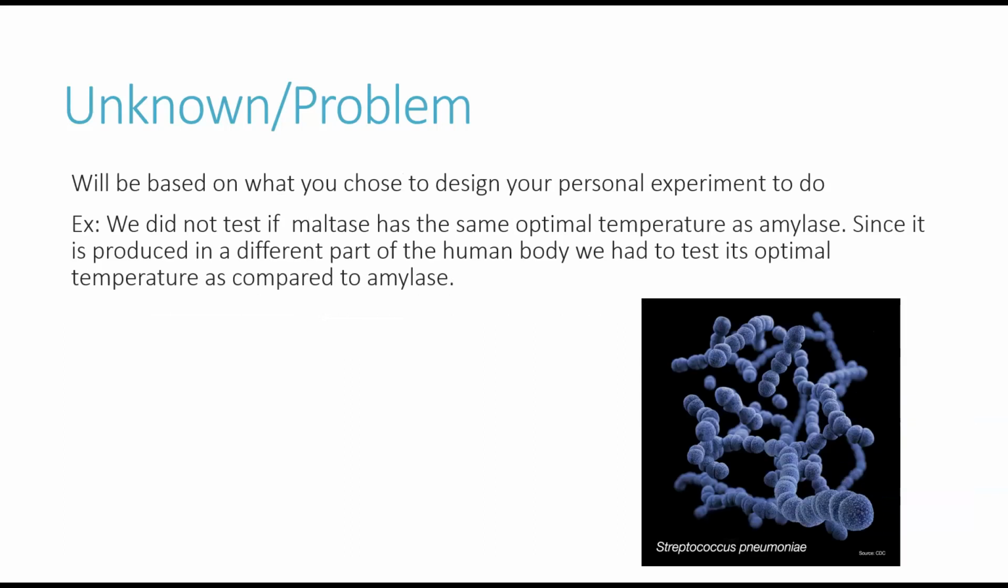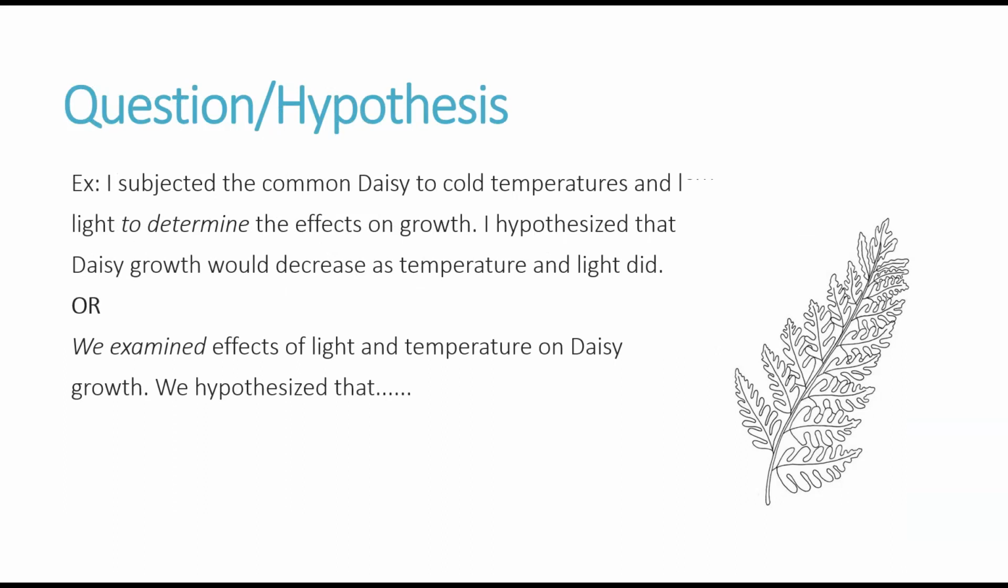For all of you, it's going to be based on what you choose to design your personal experiment to do. The example I have here: we did not know if maltase has the same optimal temperature as amylase. Since it is produced in different parts of the human body, we had to test its optimal temperature as compared to amylase. In the first part of the lab, you're using amylase and looking at a bunch of parameters for amylase. A reasonable question would be, is maltase going to act in the same way? That would be the problem you are looking to solve.